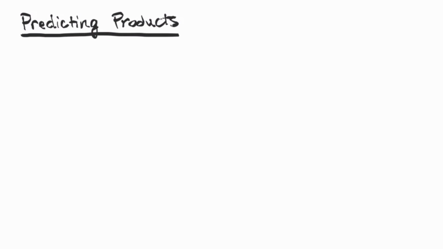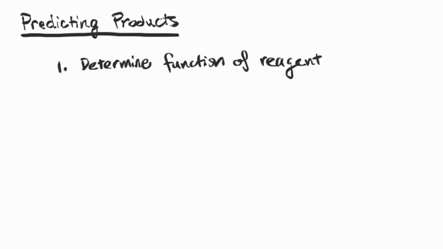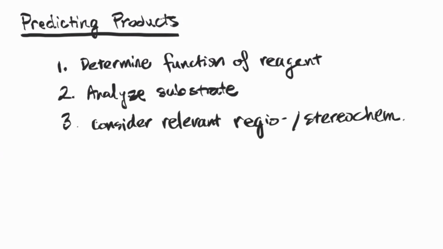And so there are three things to keep in mind when you predict the products of an alkyl halide reaction. The first is to determine the function of the reagent, whether you have on hand a strong base or a strong nucleophile. The second is to analyze the substrate, and in particular, what is the environment of the leaving group like? Is it a primary alkyl halide or a tertiary alkyl halide, as this will dictate the mechanism it will take. And lastly, after you have determined your mechanism, then you would have to consider the relevant regio and or stereochemistry that you must apply to draw the correct product.